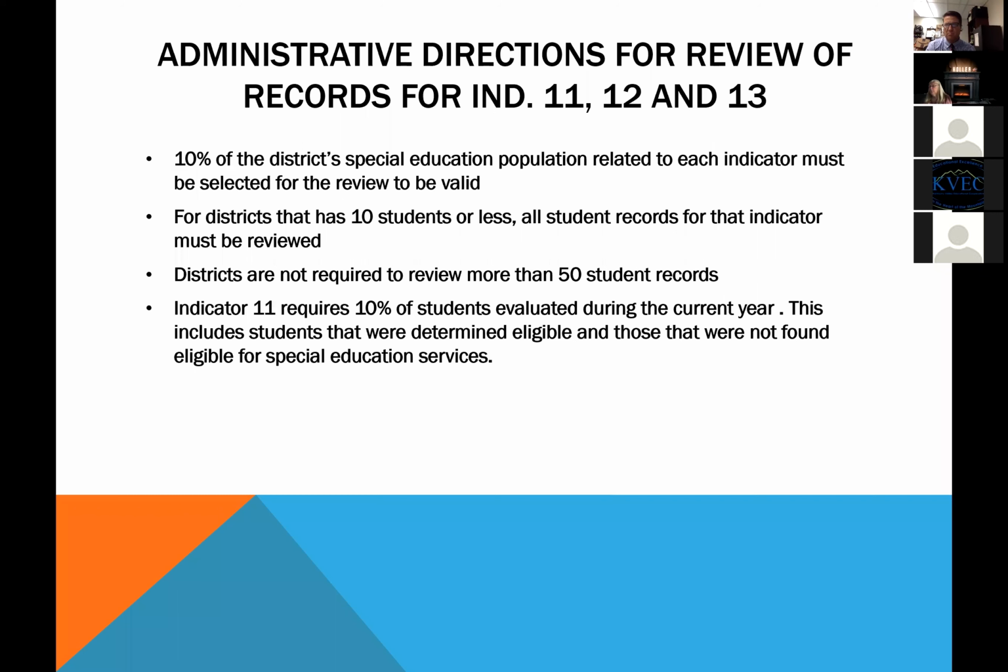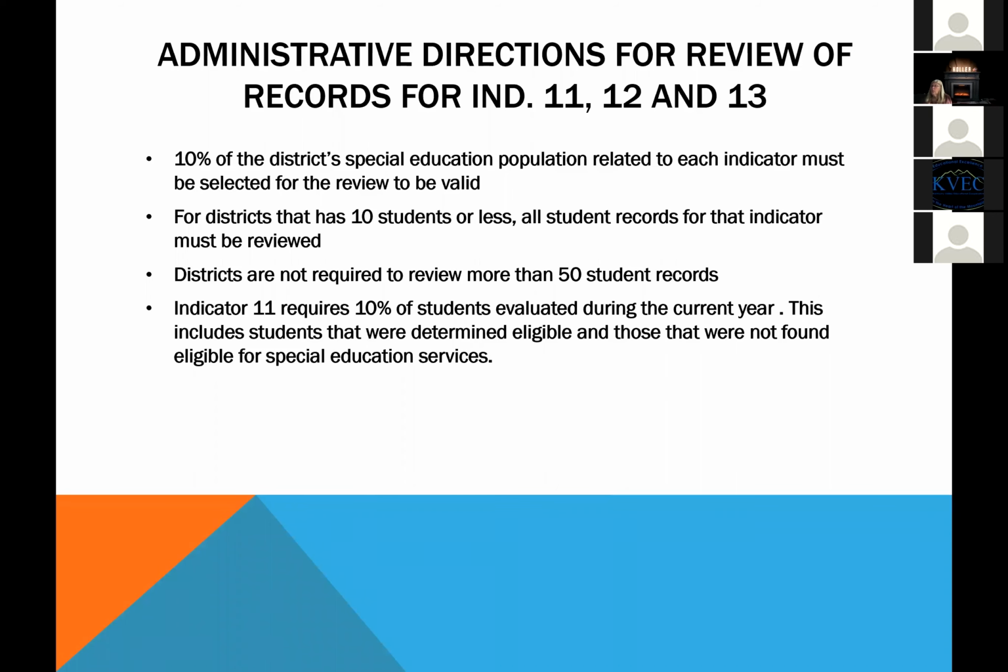Now, this one says administrative directions for review of records for indicator 11, 12, and 13. So this goes out to those people, the directors that have to do this. 10% of the district special education population related to each indicator must be selected for the review to be valid. For those districts that have 10 students or less, you must use all of those folders. Districts are not required to review more than 50 student records. We do have some districts that are really, really big, but we only have to do 50 student records.